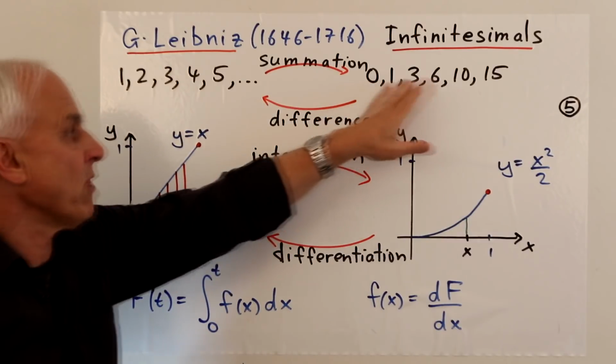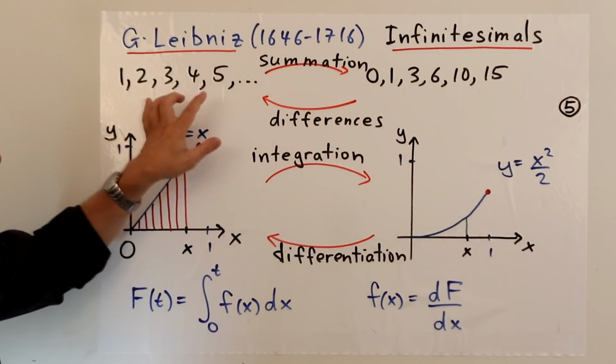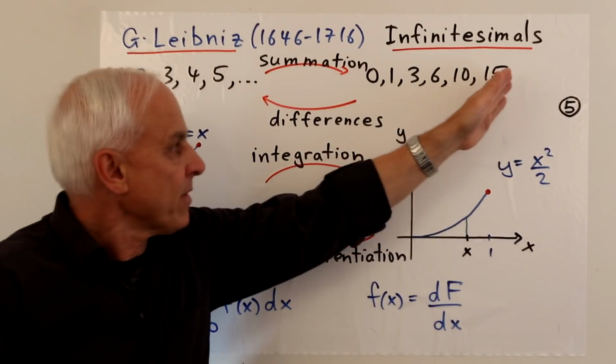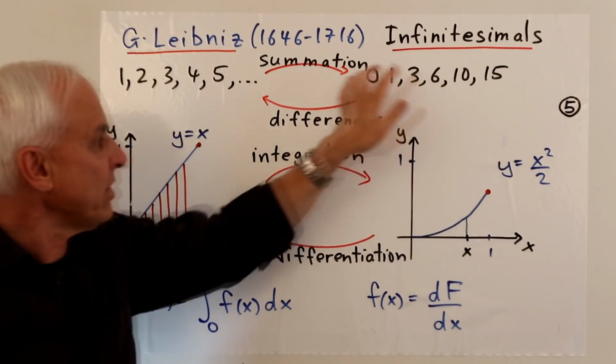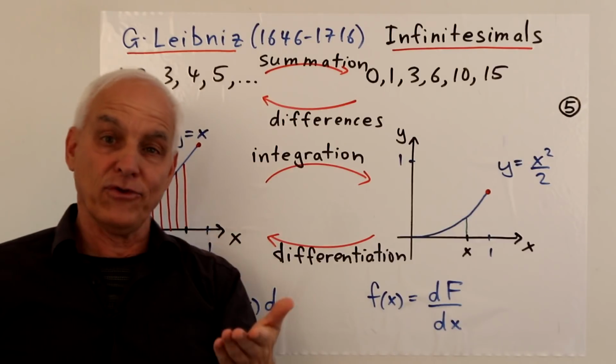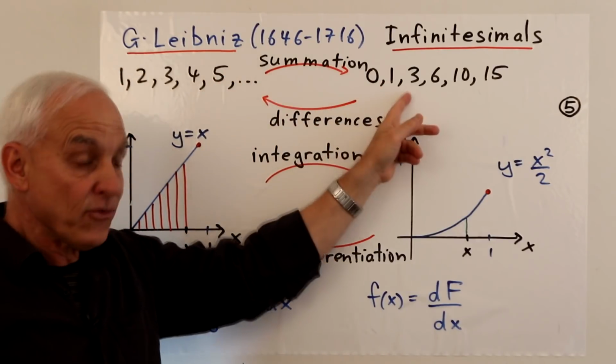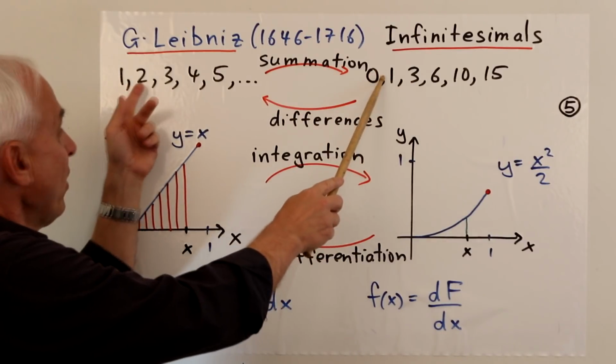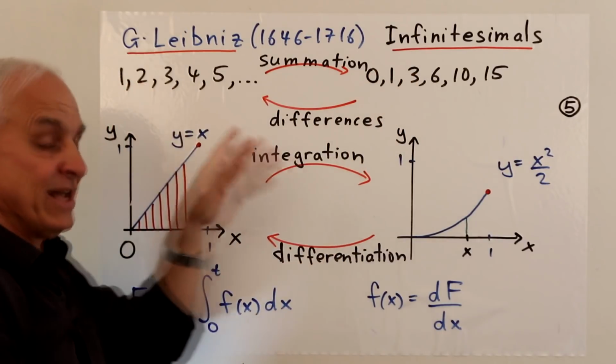We get actually the triangular numbers. So this is a way of going from one sequence to another by summation. And the other direction, to go from here to here, is a question of taking differences. If you want to recover this one from this one, you take differences. 1 minus 0 is 1, 3 minus 1 is 2, 6 minus 3 is 3, etc.